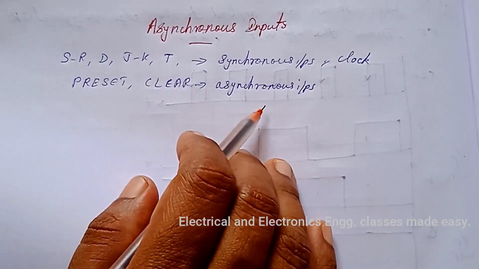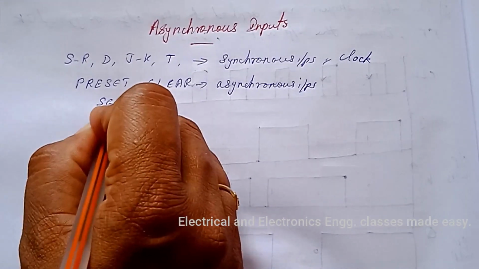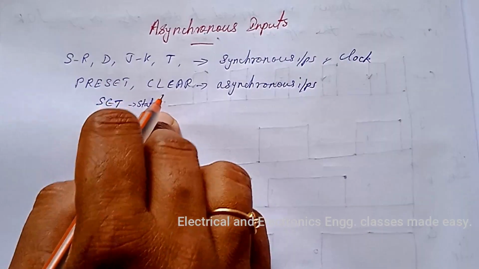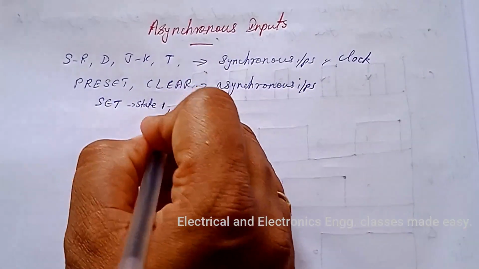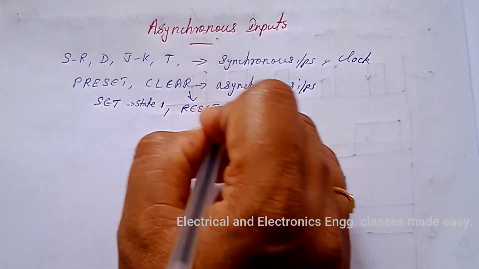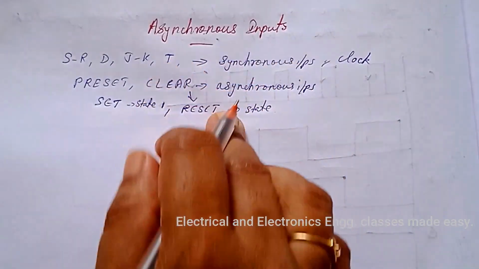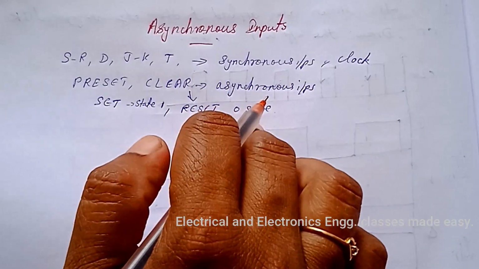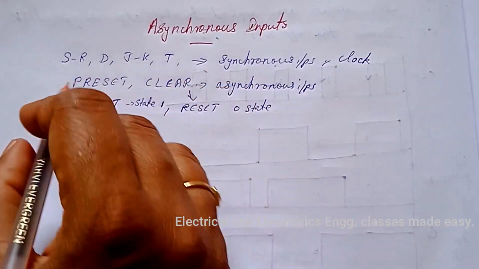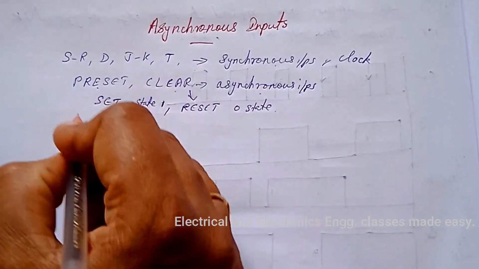And these asynchronous inputs can be used to set the flip-flop to the state 1, that is one state, or clear. Clear means reset the flip-flop to the 0 state at any time regardless of the conditions at the other inputs. And preset and clear are the asynchronous inputs.